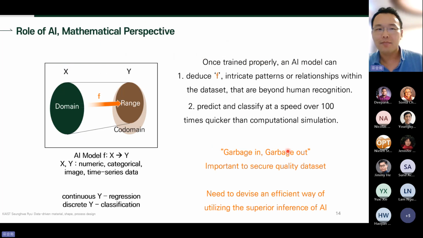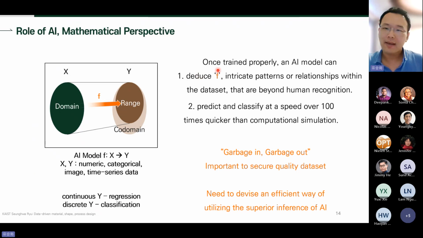If I map this into a more mathematical perspective, it can be written as this. Here, the domain and codomain can be numerical, categorical, image, and time series data. What an AI model is doing is finding the mapping f from the domain to the range. When the range is continuous, we call it typical regression. If it is discrete, we call it classification.